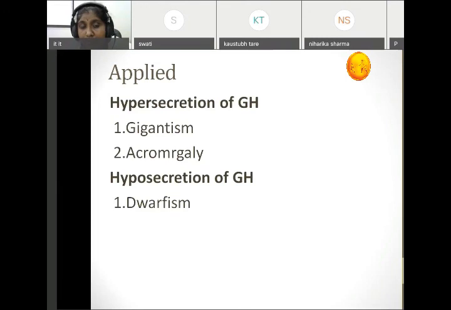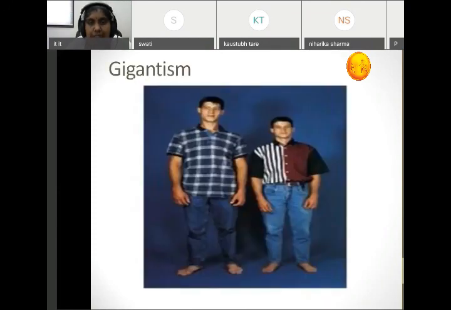So the difference between the pituitary dwarf and the thyroid dwarf is that pituitary dwarfs are normal persons. All the hormones are present, but only one hormone is deficient. Mentally they are also strong. They can reproduce, but the thyroid dwarfs are mentally retarded. The difference between the normal person and giantism.